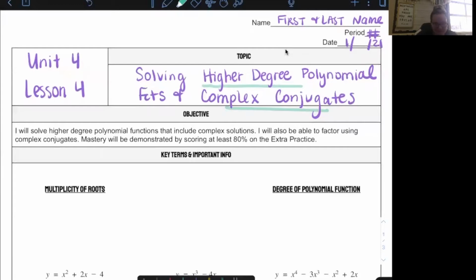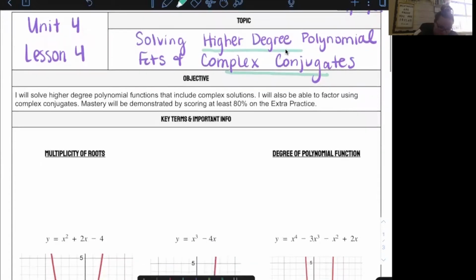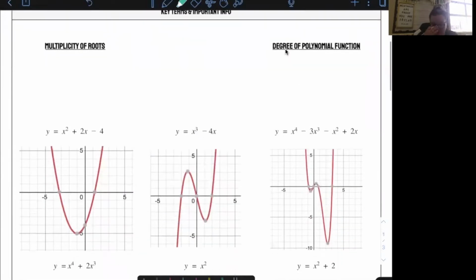Our objective is I will solve higher degree polynomial functions that include complex solutions. I will also be able to factor using complex conjugates. Mastery will be demonstrated by scoring at least an 80% on our extra practice. So let's talk about a couple things here.